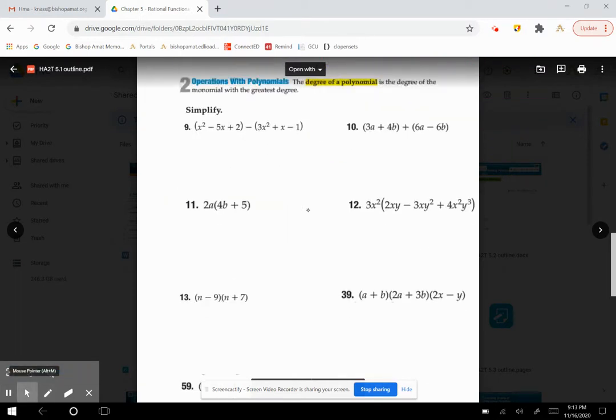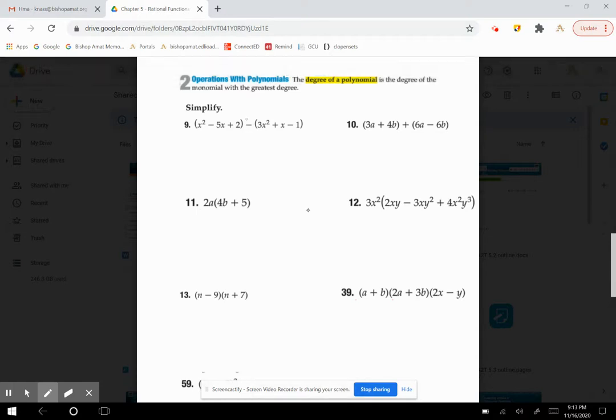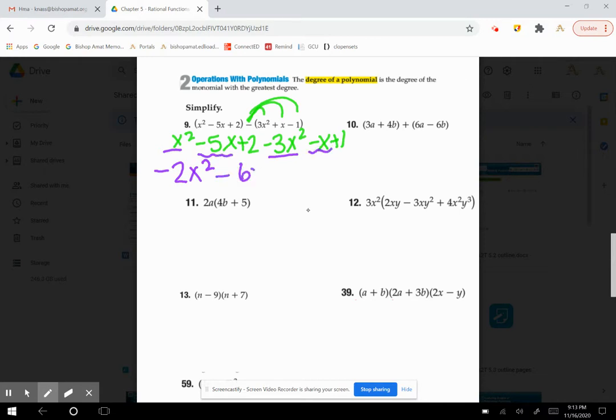Okay, now we're just going to do basic operations here. So first we want to subtract polynomials together. So you're going to distribute the negative sign. So x squared minus 5x plus 2 minus 3x squared minus x plus 1. From there you're going to collect like terms. So you're going to collect the x squareds together to get you a negative 2x squared. Collect the x's together to get you minus 6x. And then your constants to get you a plus 3.